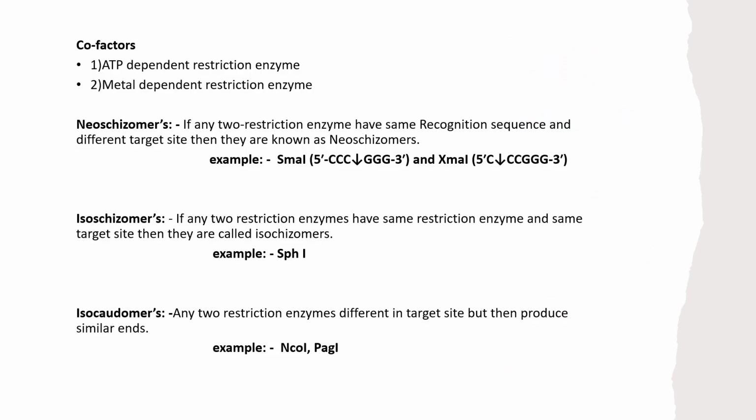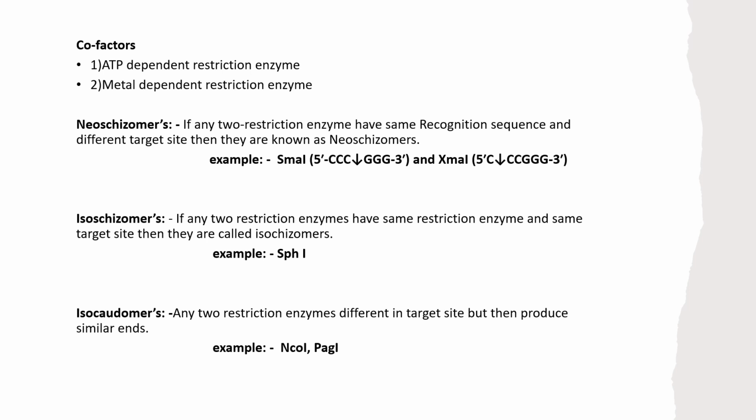As we have discussed, the restriction enzymes need support in the form of cofactors to perform their functions. We can observe there are two types of cofactors: ATP-dependent restriction enzymes and metal-dependent restriction enzymes. And next, we can study neoschizomers, isoschizomers, and isocaudomers.